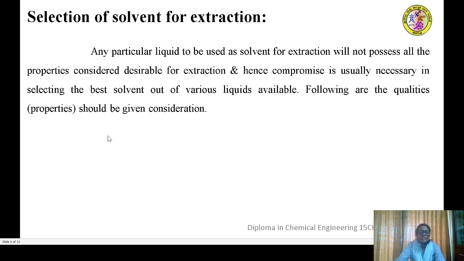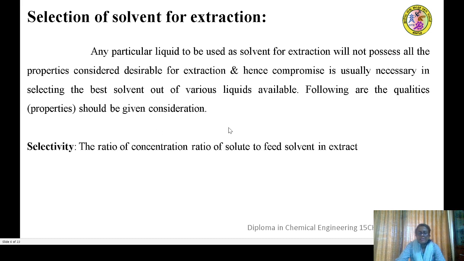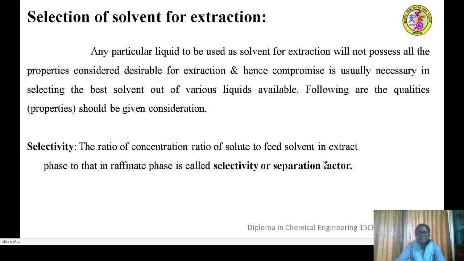In the following discussion, in which you are going to learn about the properties or characteristics of the solvent for extraction, you will understand how we can make that best choice. Let us see what all these properties are. The first one is selectivity. We already have learned what is meant by selectivity in the beginning class. The ratio of the concentration ratio of solute to feed solvent in the extract phase to that in the raffinate phase is called selectivity, also known as the separation factor.